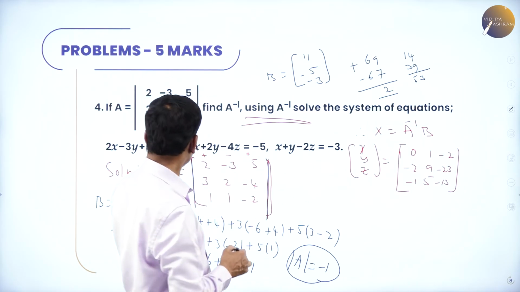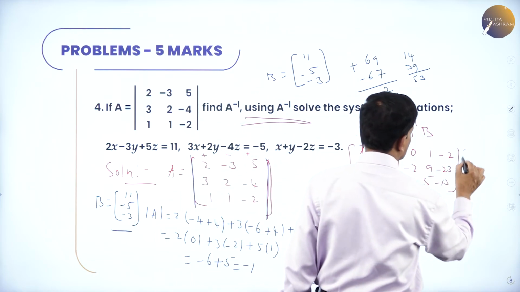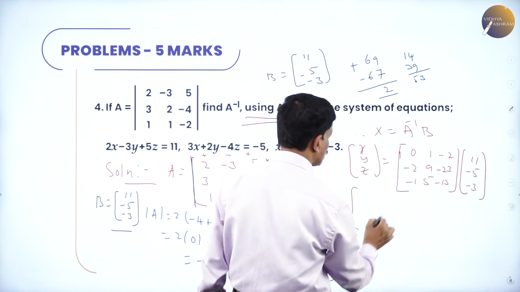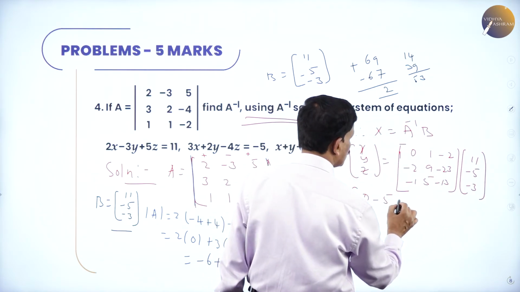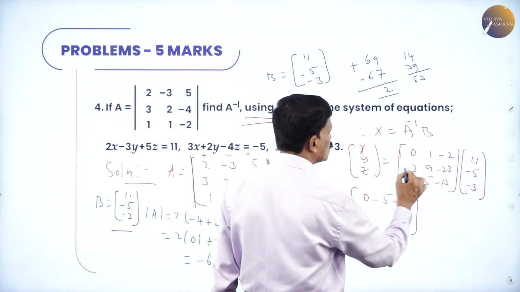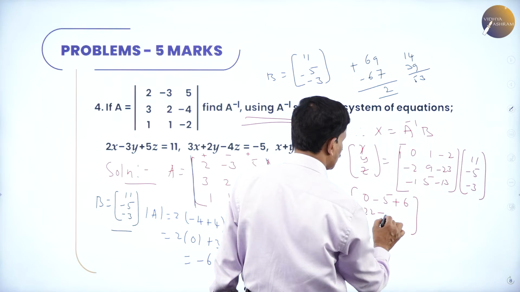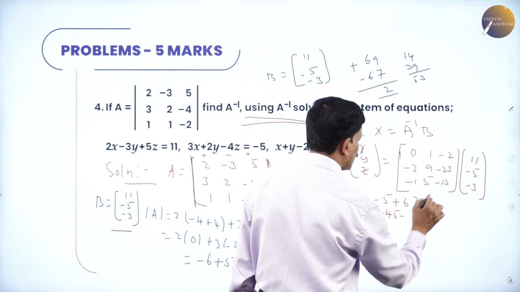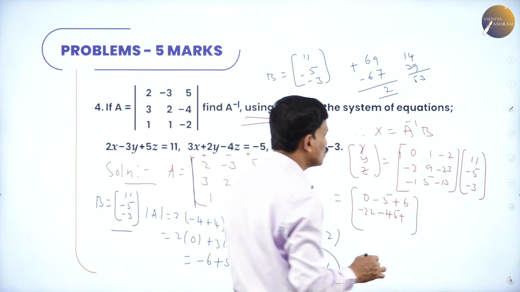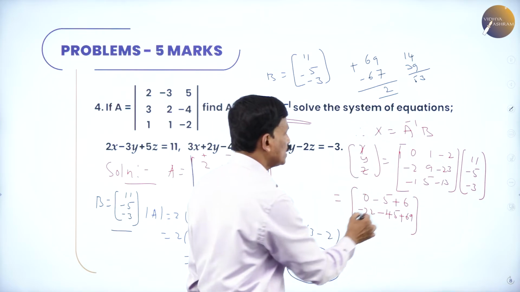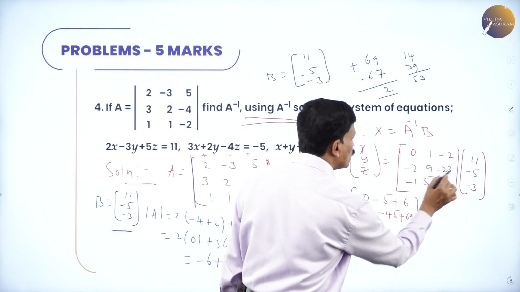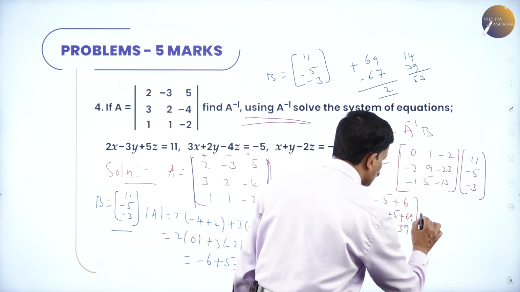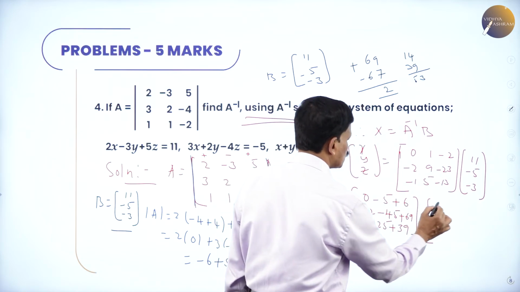And what are the values of B? 11. So 11, minus 5, minus 3. So this is equal to 0, minus 5, minus into minus plus 6. 11 twos are 22, minus 9 into 45, 9 into 5 is 45, minus into minus plus 23 into 3 is 69. Next, minus 1 into 11 is minus 11, plus into minus minus 25, again minus into minus plus 13 threes are 39. So if you simplify this, 6 minus 5 is 1.